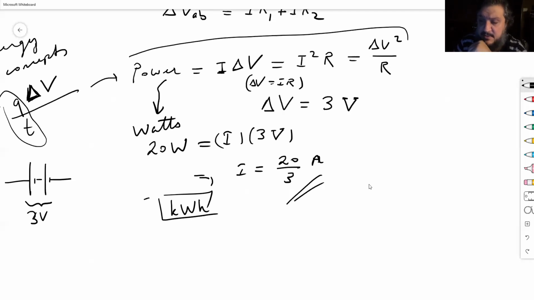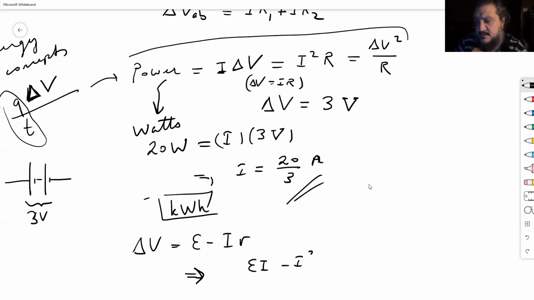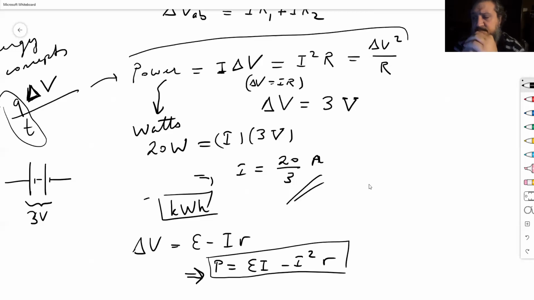Now, remember, delta V for a battery terminal voltage is EMF minus IR. So if you multiply it by I, then you would have EI minus I squared R. This will be the power from your battery. This is what's going on in your battery.